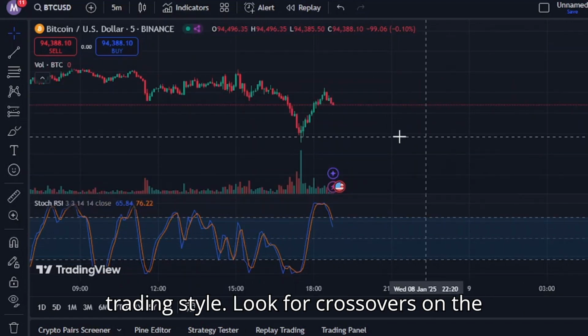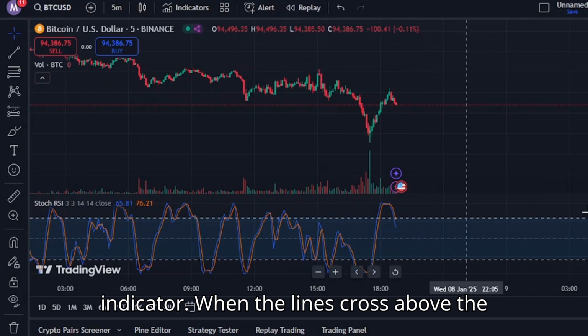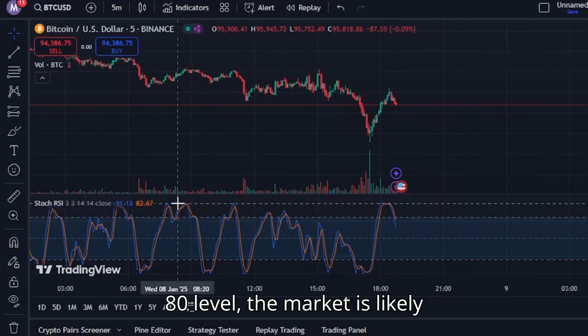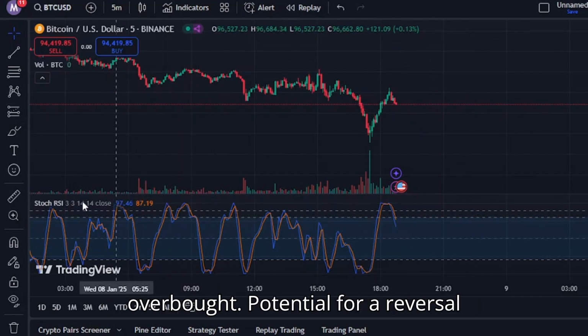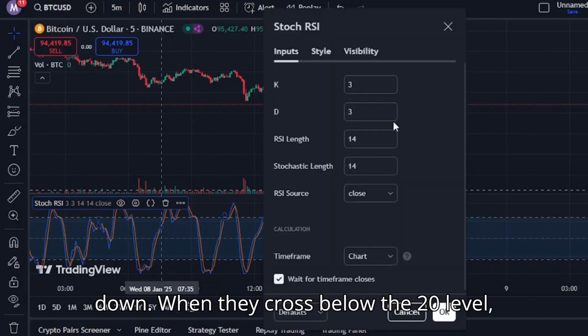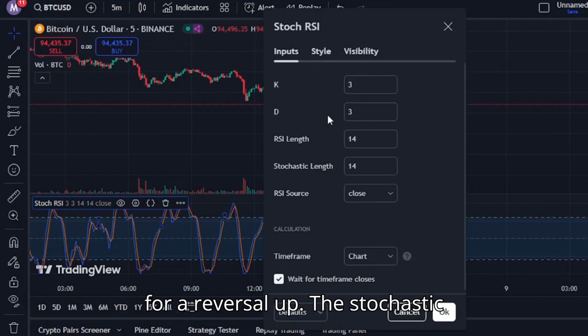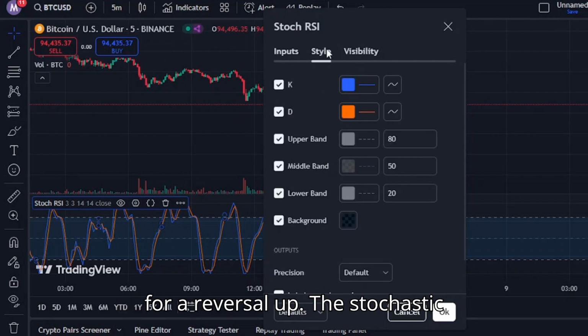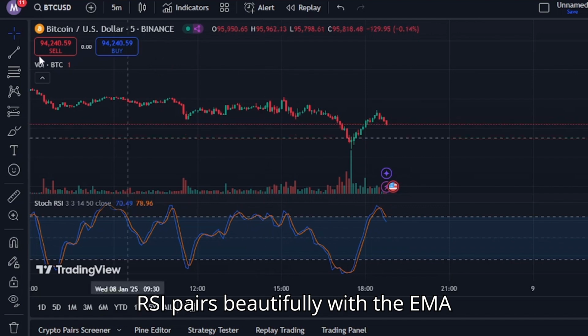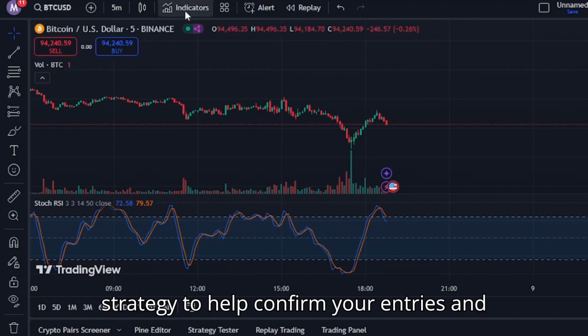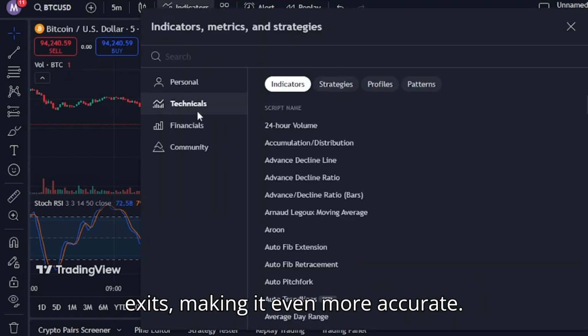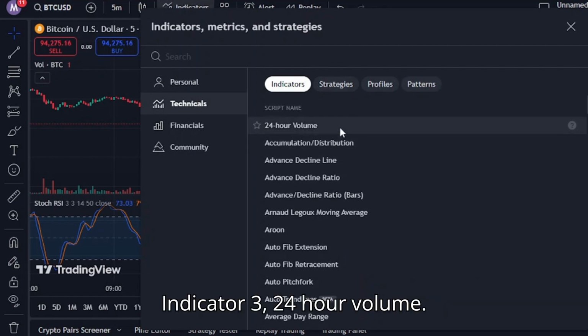Look for crossovers on the indicator. When the lines cross above the 80 level, the market is likely overbought, potential for a reversal down. When they cross below the 20 level, the market is likely oversold, potential for a reversal up. The Stochastic RSI pairs beautifully with the EMA strategy to help confirm your entries and exits, making it even more accurate.